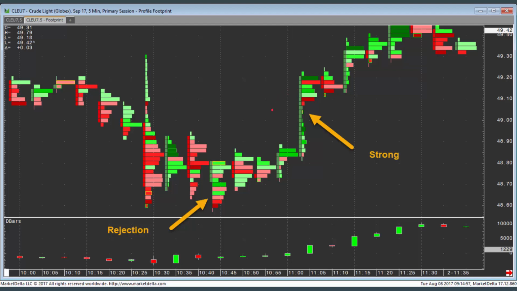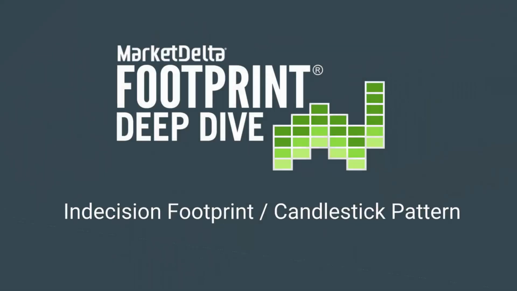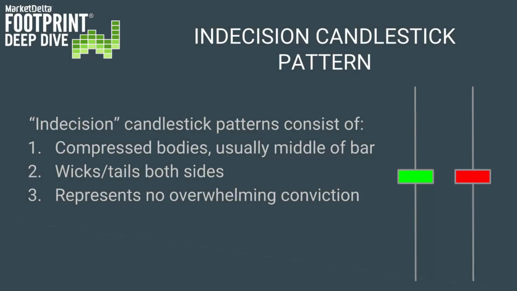All right, let's move on to our indecision candle or footprint pattern. This would be what a lot of times in the candlestick world is called a doji or something similar to that. To me, it's an indecision pattern, and it's a compressed body, usually around the middle of the bar. That's what ideally I'd like to see. So it's a compressed body.